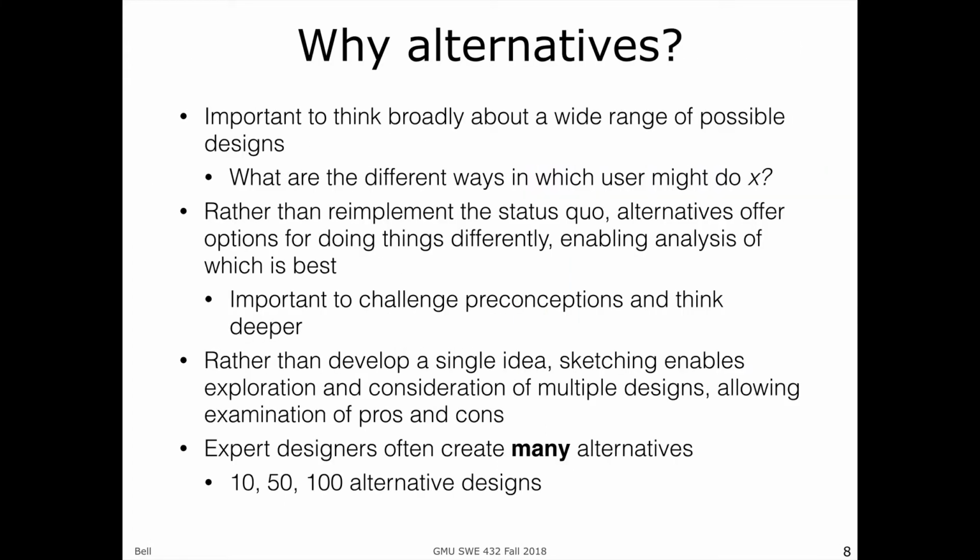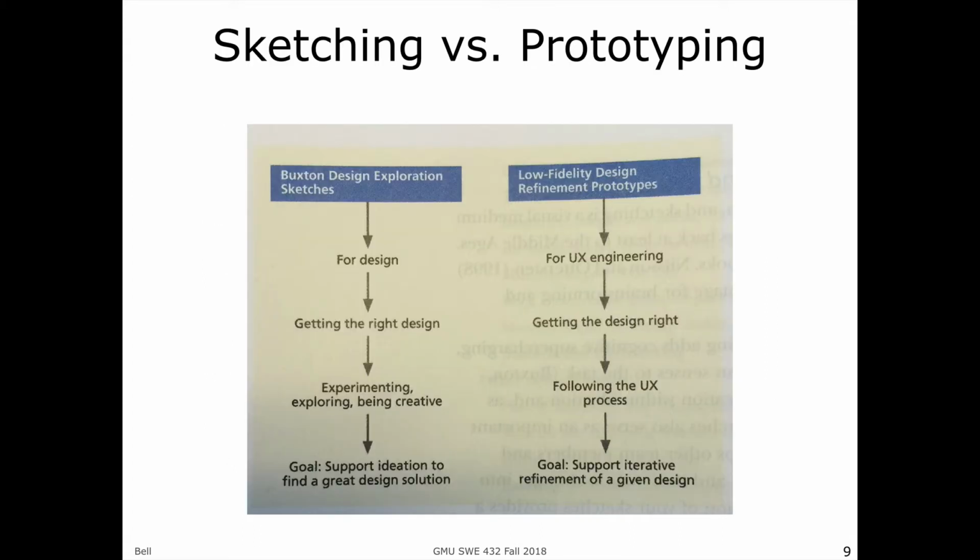So we can come up with all of these different alternatives. Maybe one of them is going to be good. Expert designers often create lots of different alternatives and go through them. So why we like sketching is that it lets us develop some idea and explore it and consider different designs and look at the pros and cons of them. So what do we mean exactly by sketching?